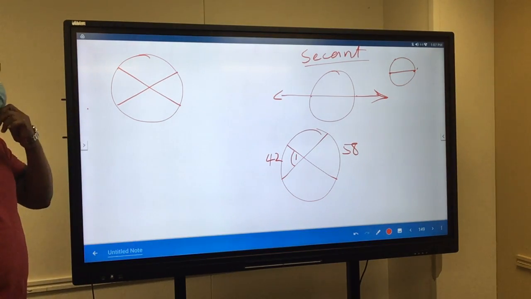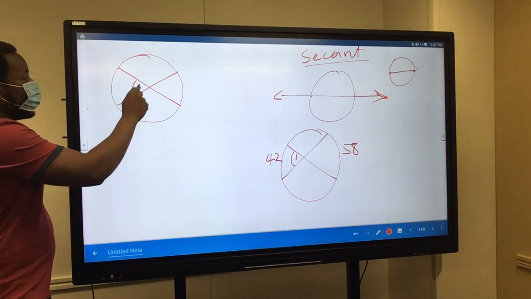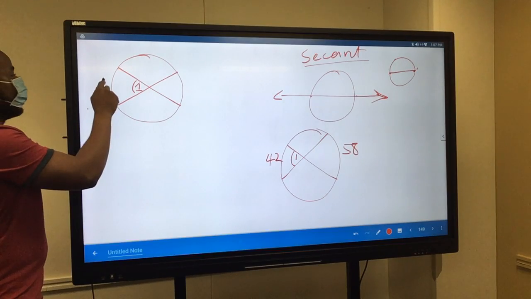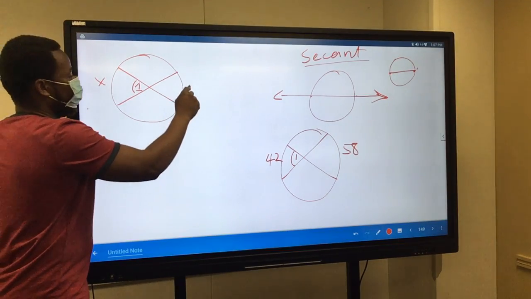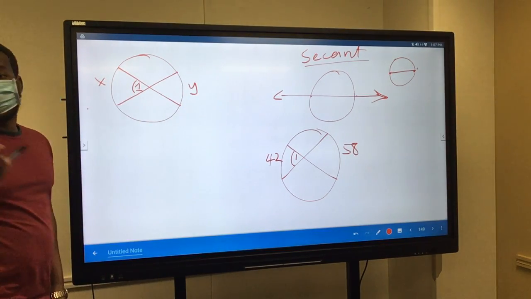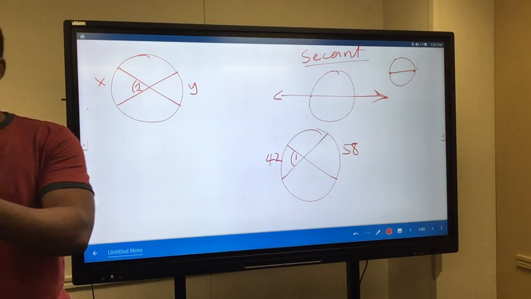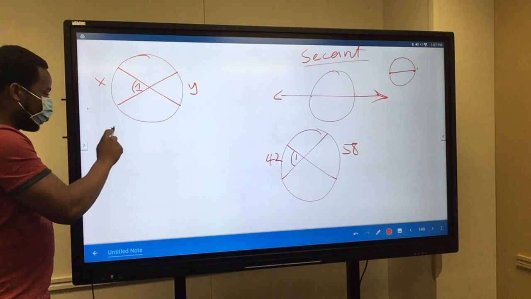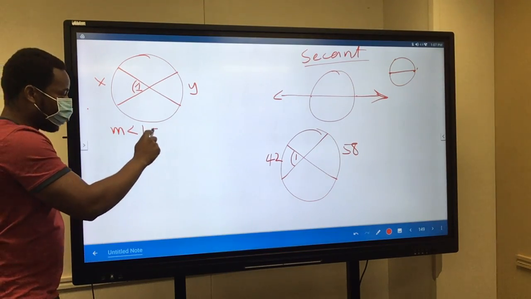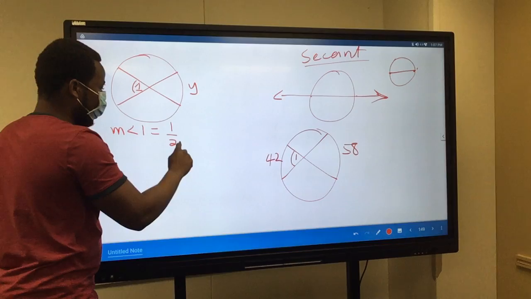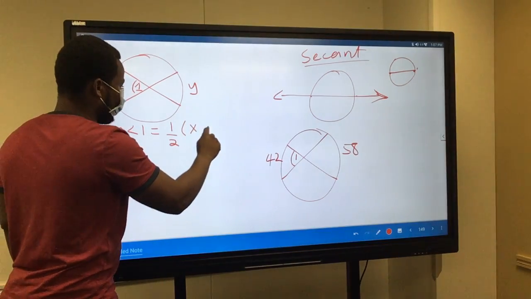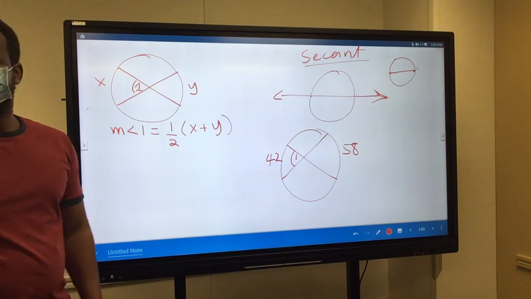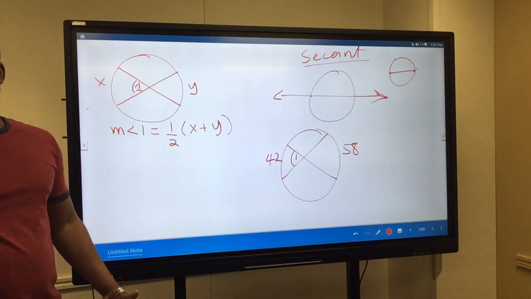Alright, so guys, if we have an angle here, this is an inscribed angle. The angle is inside, alright? And this is X, and this is Y. Then, anytime you have two chords meeting, the measure of the angle at 1 will be equal to the average of X plus Y. That means add the 2 and divide by 2. Add the 2 angles and divide by 2.